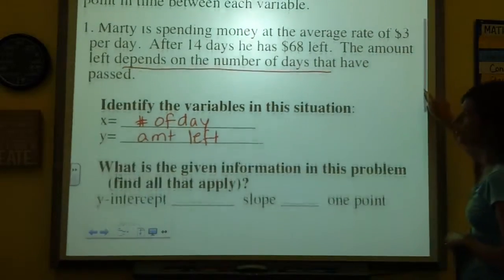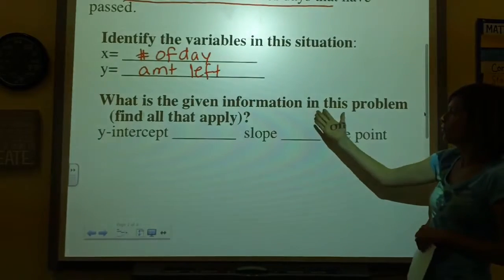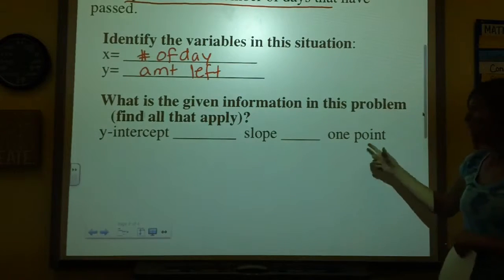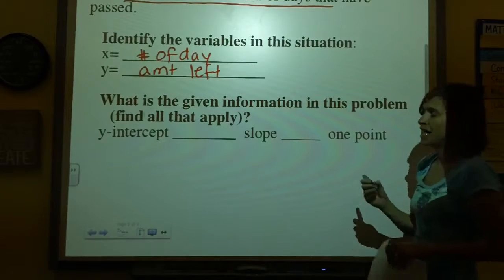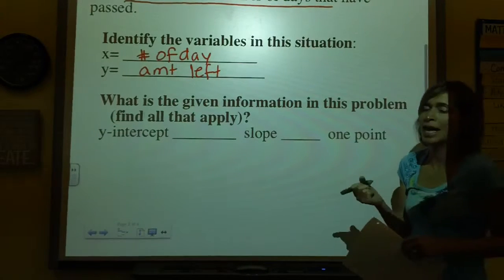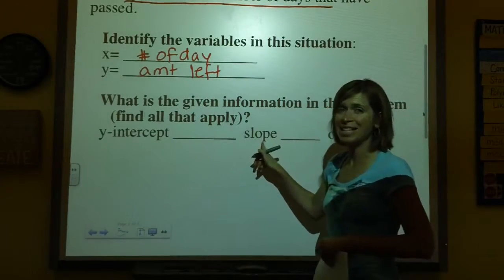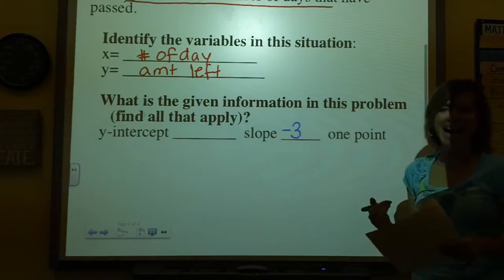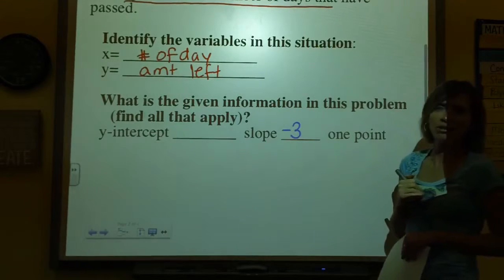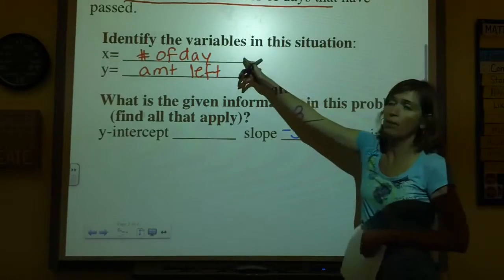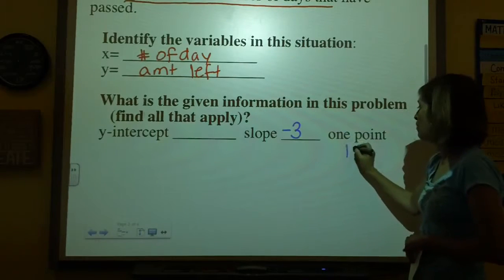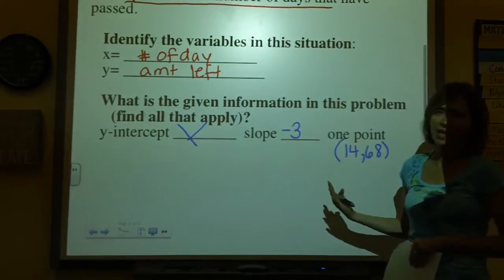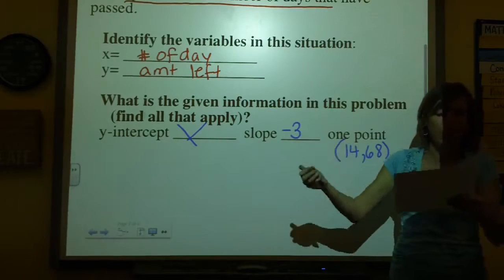The next thing that you're going to want to do is you're going to ask yourself, what is the given information in this problem? Meaning, do I have a y-intercept? Do I have a slope? Or do I have one or 2 points? In this case, they said that he was spending money at an average rate of $3 per day. That's my slope, okay? And it also said that after 14 days, he has $68 left. That's actually a point. Days is my x, how much is left is my y, so the 1 point I have is (14, 68). Okay, I don't have the y-intercept and I don't have a second point. So now I've got to figure out, how do I write an equation based on this?